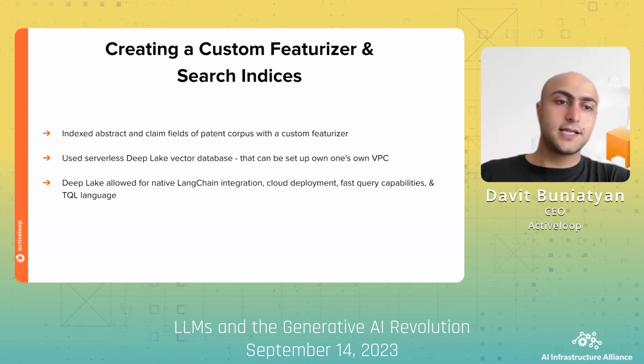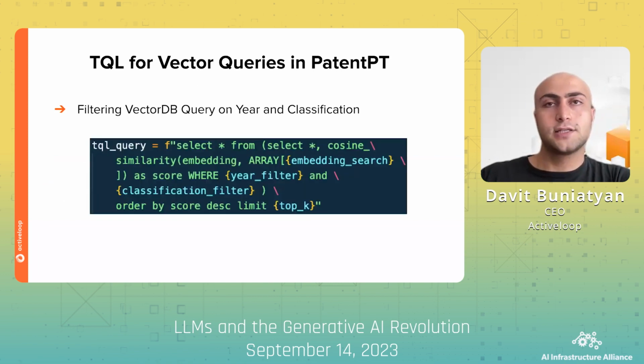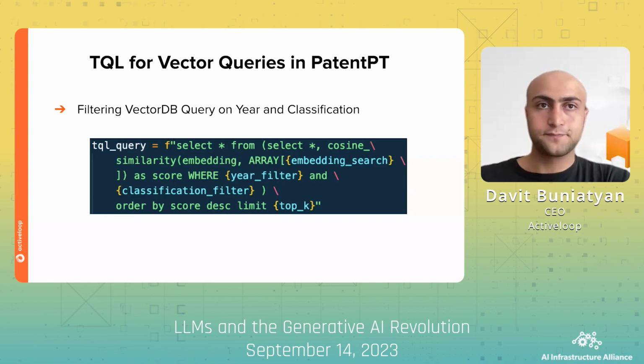But one of the key things that Deep Lake offers is the ability of not only doing similarity search, but taking the context and using it to filter the data. And these filters are automatically generated when you run a query. So let's say you run a query saying, hey, can you give me the patents from 2007?